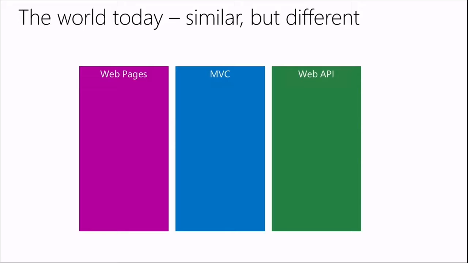So the world today, like if we look at MVC, Web API, web pages, they're kind of like silos. They're 3 separate technologies, and they don't really share very much. Web pages and MVC do actually share a common view format. They share Razor as the syntax that you use to write your views. But beyond that, they don't share anything else. Their HTML helpers, for example, are completely different.